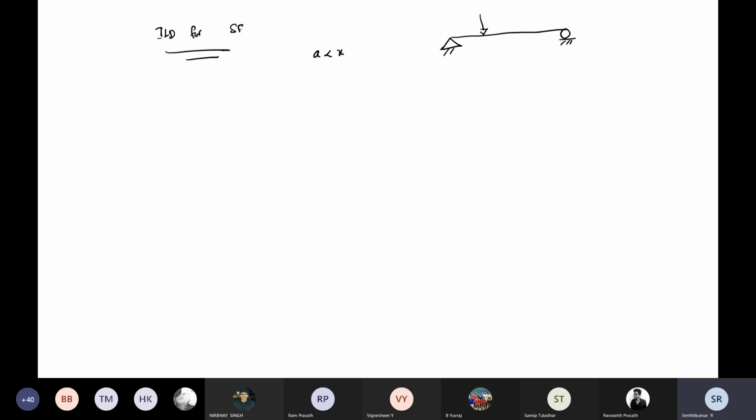Now instead of W, I am keeping a unit load of 1. This is my A distance, the position of the unit load, and here I have my X. What will be your RA? W(L minus A) by L. RB is equal to WA by L. Here you are applying the unit load because you are developing the ILD, so W is 1. So RA will be equal to L minus A.